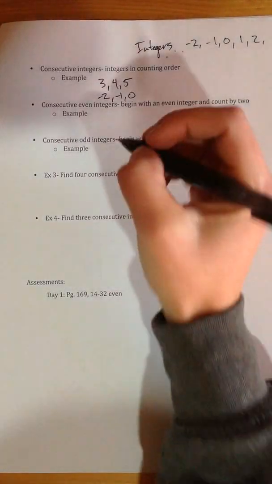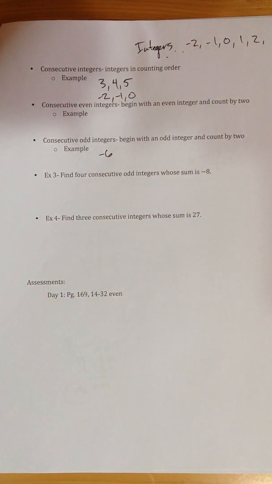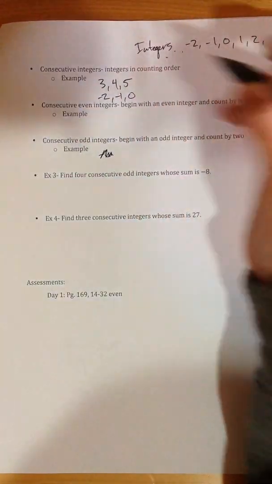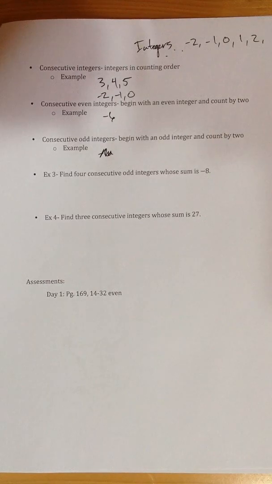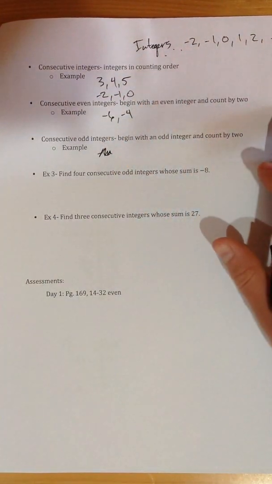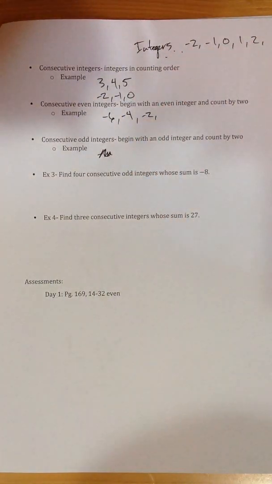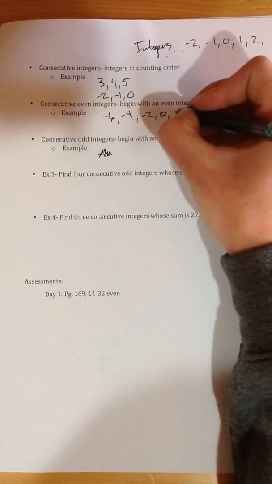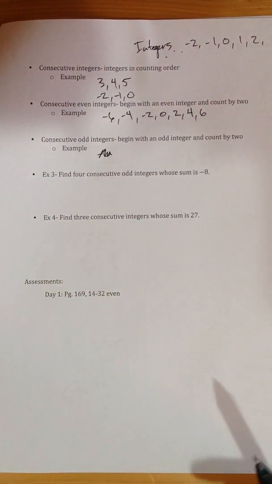So like say we started at, I don't know, negative 6. 6 is even, so negative 6 is also even. So if I want to go to the next even, that would be negative 4, because I'm adding 2 to that. So if I add another 2 to that, that would be negative 2. Add 2 to that, that would be 0. Add 2, 2, and so on. Okay, so those would be our consecutive even integers, because they'd be even integers that are back to back.